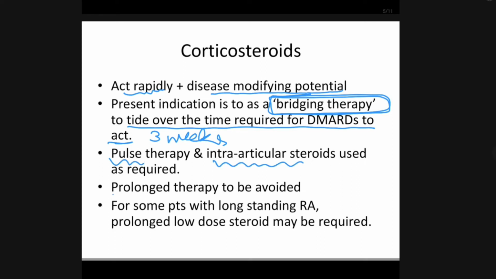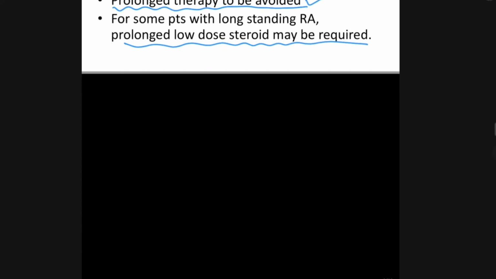Prolonged therapy may be required in some patients, but it usually has to be avoided, and a prolonged low dose may be required in some patients.